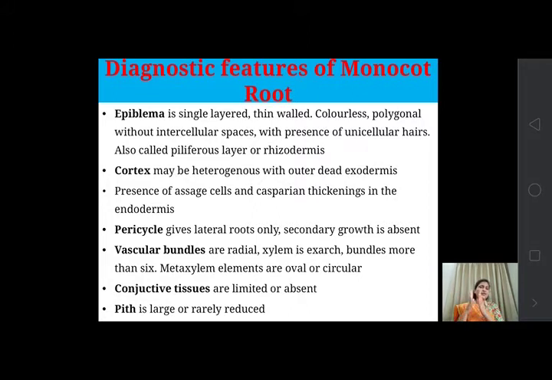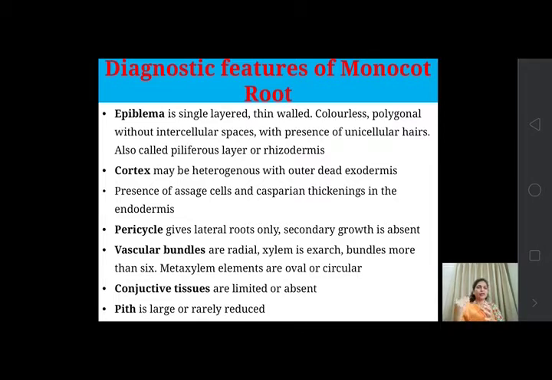First of all, we have seen the epiblema, which is single layered, thin walled, colorless, polygonal, without intercellular spaces and with presence of unicellular hairs, also called piliferous layer or rhizodermis. Then the cortex part may be heterogeneous or homogeneous. It may be heterogeneous with outer dead exodermis and the inner parenchymatous cells. Then the presence of passage cells and Casparian thickenings in the endodermis.